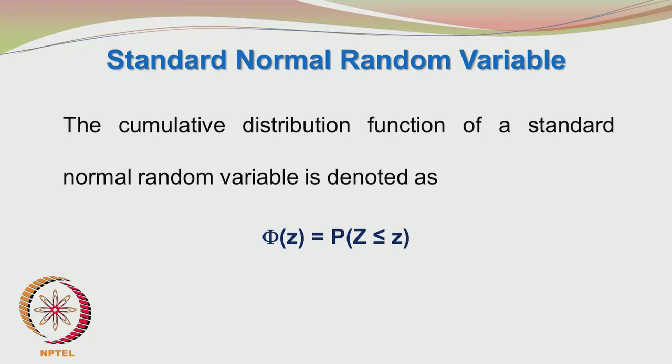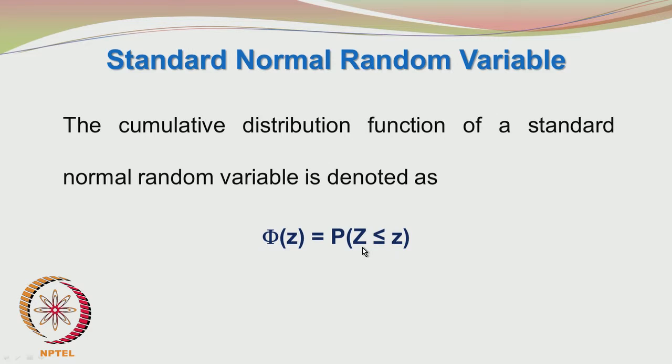How do we define the standard form of the normal distribution? The normal distribution in its standard form has a mean of 0 and variance of 1. Since variance is 1, standard deviation is also 1. So, a standard normal distribution has mean 0 and variance 1. The random variable associated with the standard normal distribution is called the standard normal random variable. The cumulative distribution function of a standard normal random variable is denoted as phi of z is equal to probability of Z less than or equal to z.